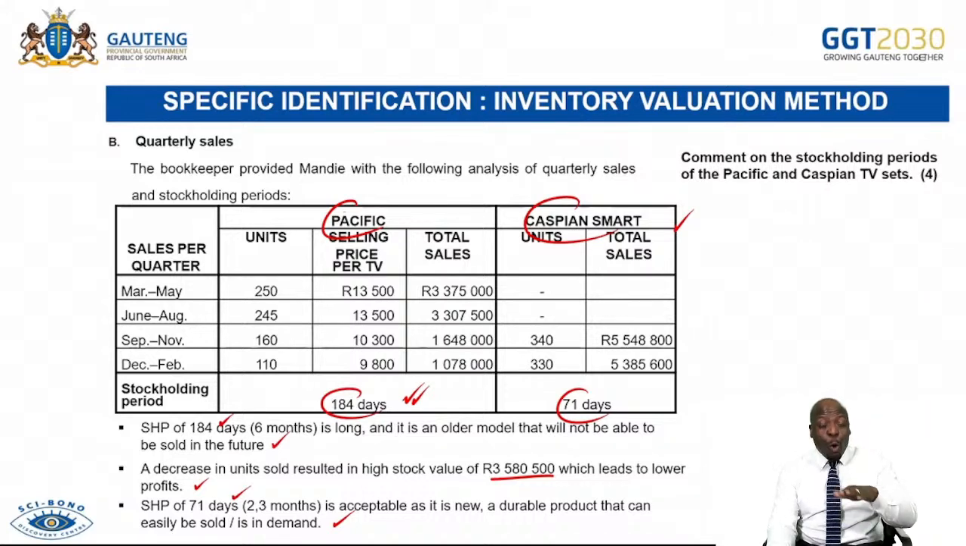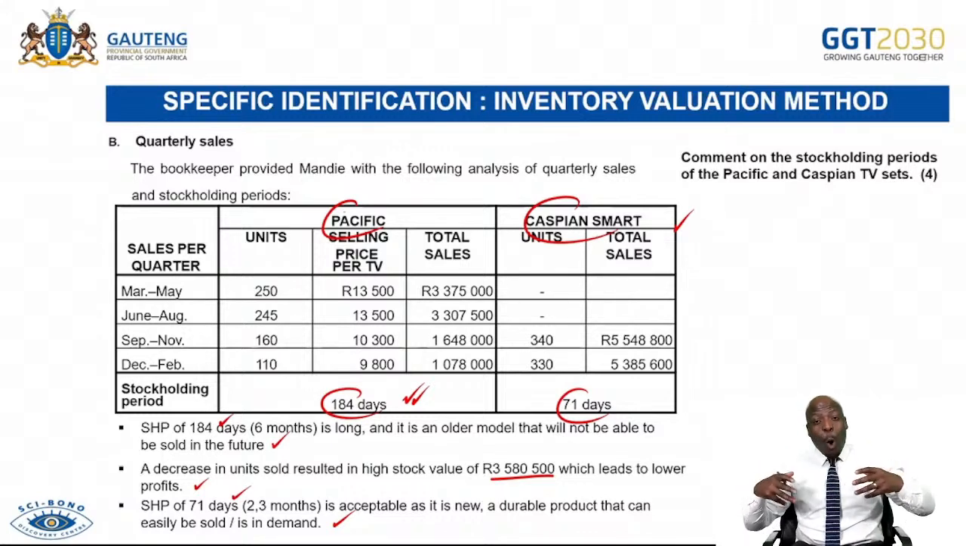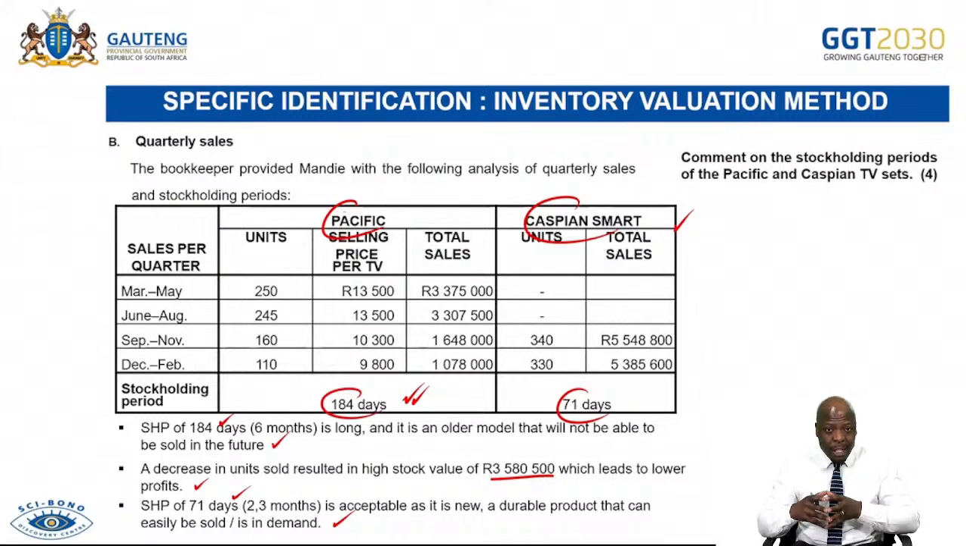The lower your stock holding period, the better it is. If your stock holding period is longer, remember, that means we are holding stock for long. That affects the business's cash flow. With the Pacific, our cash is tied up in stock. But with the Caspian, we're able to buy and sell and collect and pay our creditors, buy and sell. So it allows for the movement of cash. But with the Pacific, it will lead to cash problems indeed.